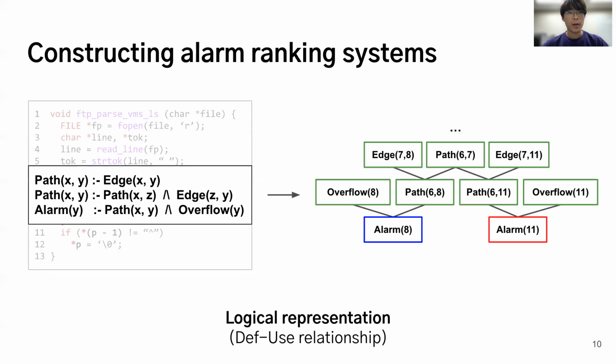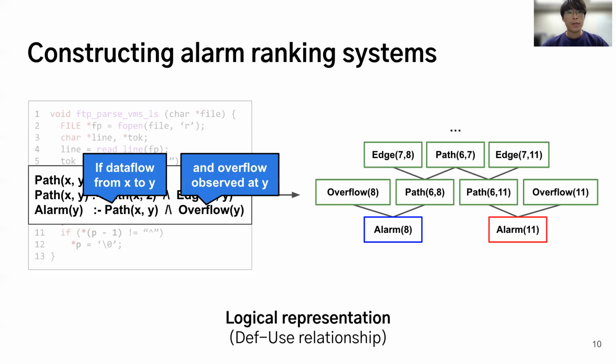We can formally describe the derivation process as a simple logic program. Each line denotes a logical rule, saying when the right-hand side is true, the left-hand side is derived. For example, the last rule denotes that if there is a path from x to y, and the overflow is observed in y, then alarm at y is derived. Here, the derived fact about each alarm is binary, either true or false. And this is a logical representation of alarms.